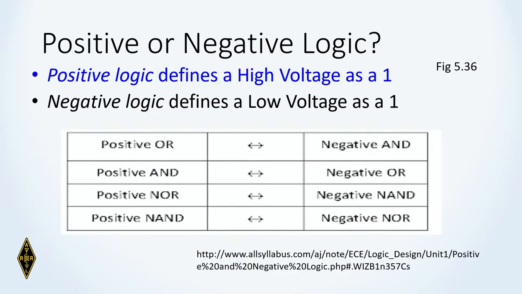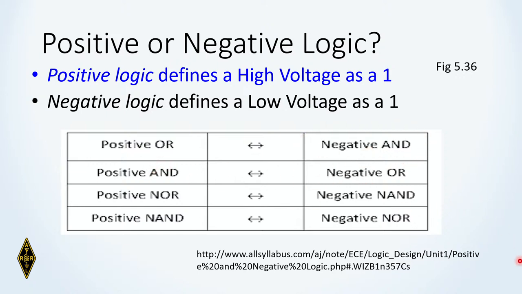Something you need to know about: are you talking about positive or negative logic? Positive logic defines a high voltage as a 1, whereas negative logic defines a low voltage as a 1. So generally we're going to be talking about positive logic in anything that we're going to talk about tonight, but just know that a positive OR gate is the same as a negative AND gate, and so on and so forth.